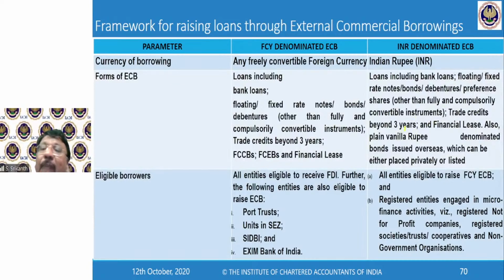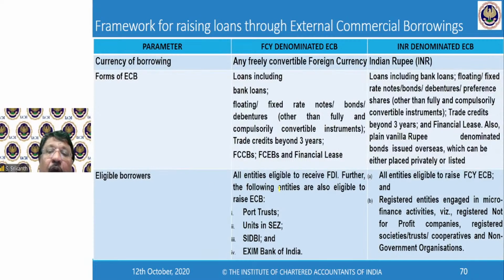Financial lease, also plain vanilla rupee denominated bonds. Plain vanilla means ordinary, that is simple. Coupon rate, repayable within so and so period. No premium, nothing. Now, who are the eligible people?